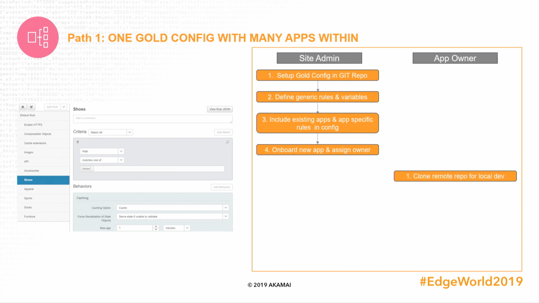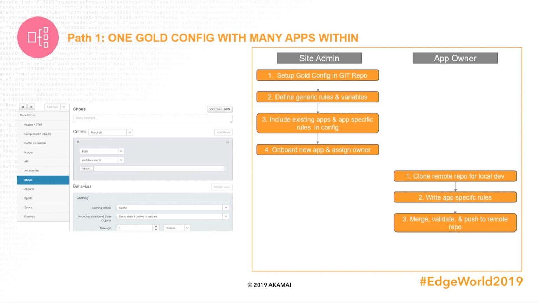They'll clone that remote repo and write app-specific rules. Finally, once they are ready to deploy, they'd merge it, validate it, and push it. They are merging to that main config, and they are validating the rules locally. So is the syntax that I'm writing the right syntax? Are the rules that I wrote making sense? And then they push to a remote repo.